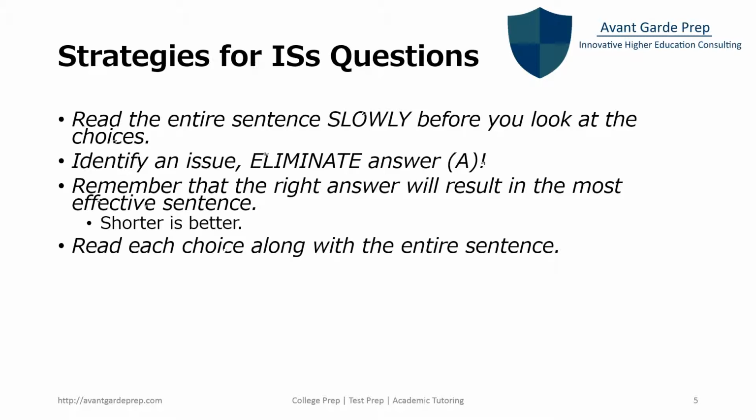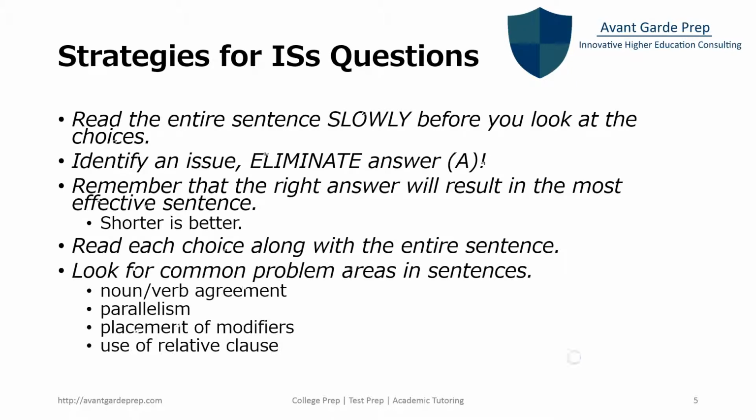Next, you're going to read each choice along with the entire sentence. Please don't consider the choices on their own. You're going to look at it with the entire sentence. And then look for the most common problem areas in sentences. Noun-verb agreement, parallelism, placement of modifiers, and use of relative clauses. You might know what these things are already, and if so, good. If not, look for the awkward part of the sentence. When you read it, you're like, oh, that doesn't sound right.